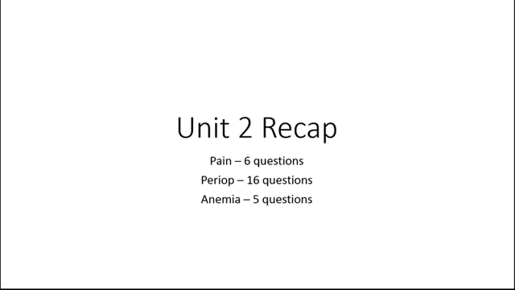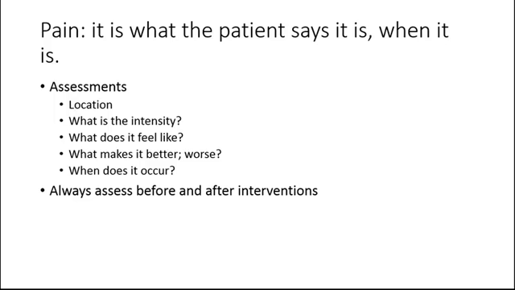With a Unit 2 recap, like I have broken down in here, you're going to have 6 pain questions. Periop, there's a total of 16, and I believe there's something like 3 intra-op, 6 pre-op, and 7 post-op questions in there, okay? And then the anemia, there's a total of 5 questions in there. So we'll go ahead and start off with pain.